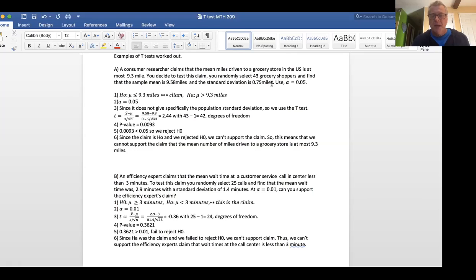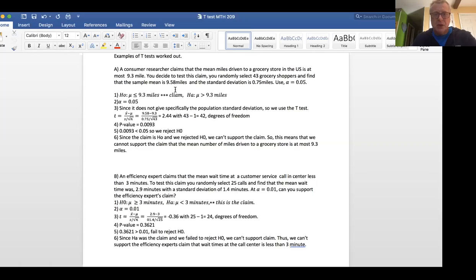Now I want you to note how it says the standard deviation. It doesn't say the population standard deviation. If it said the population standard deviation, you would use a z-test. But since it just says the standard deviation, you should use the t-test. If you're not sure if it's a population standard deviation, or if it clearly says it's a sample standard deviation, then you have to use the t-test. The only time you use the z-test is if it absolutely positively says the standard deviation of the population is.